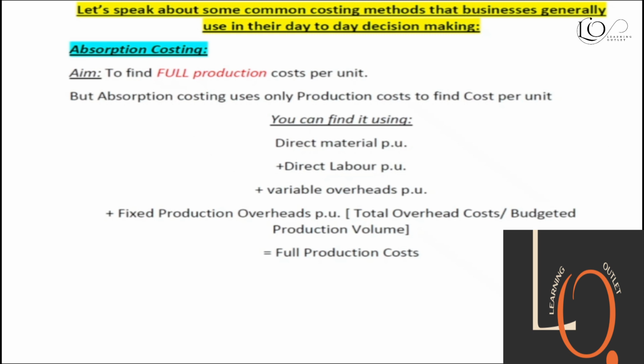So what the absorption costing or the full production cost method does is it takes the total fixed costs and divides it by the number of units. Total fixed cost, let's say it was 300,000. Number of units was 100,000. So 300,000 divided by 100,000 gives you 3. You add 3 to the total and that gives you your full production cost.